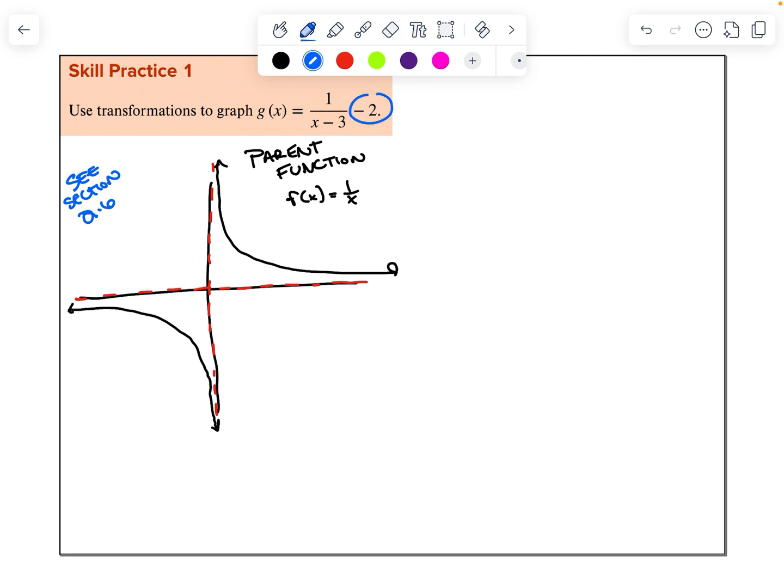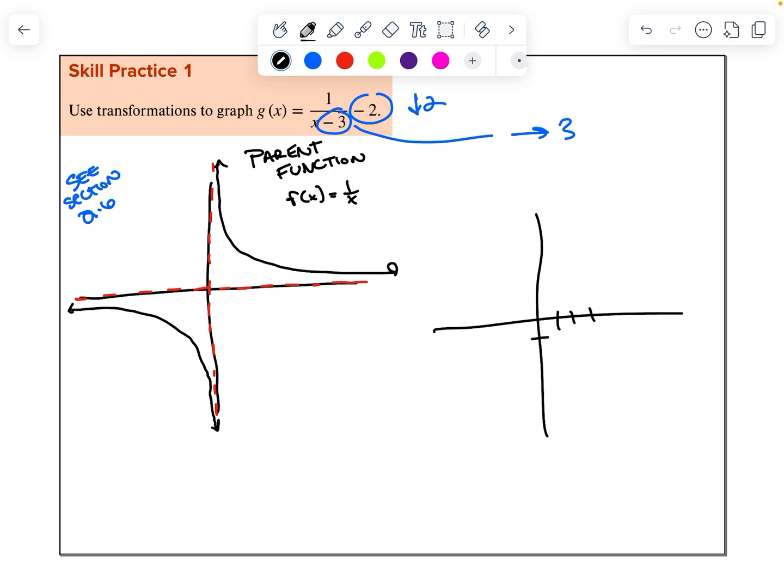And so this minus 2 is actually going to shift this down 2. This minus 3 is actually going to shift this to the right 3. I call the minus 3 being inside because it's inside the fraction. The minus 2 being outside because it's outside the fraction. So minus outside shifting down, minus inside is shifting to the right. So if we wanted to graph this based on our parent function, we're just going to shift the whole thing right 3, down 2. Right 1, 2, 3, down 1, 2, right?